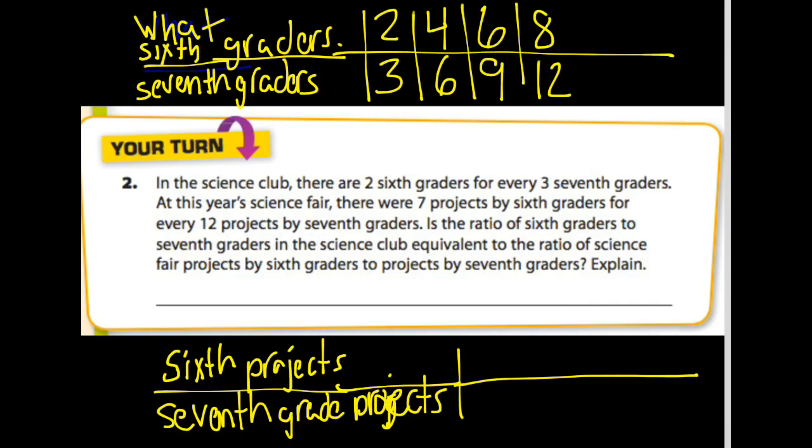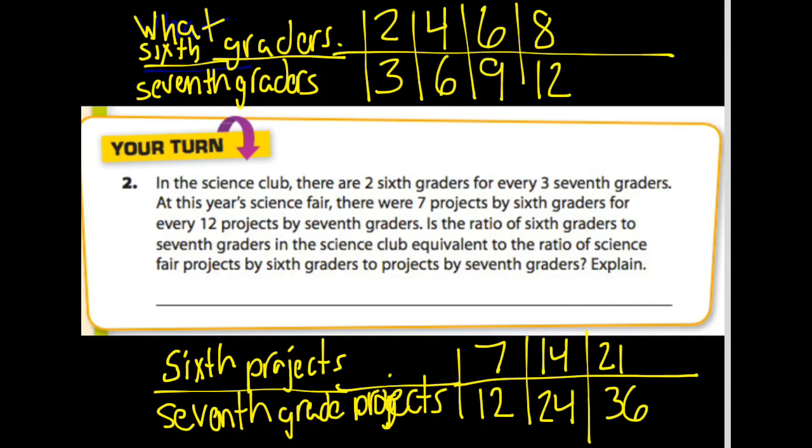6th to 7th. There were 7 projects by 6th graders for every 12 projects by 7th graders. So if I do maybe the first 3, 7 twelfths, 7 times 2 is 14, 12 times 2 is 24, 7 times 3 is 21, 12 times 3 is 36.